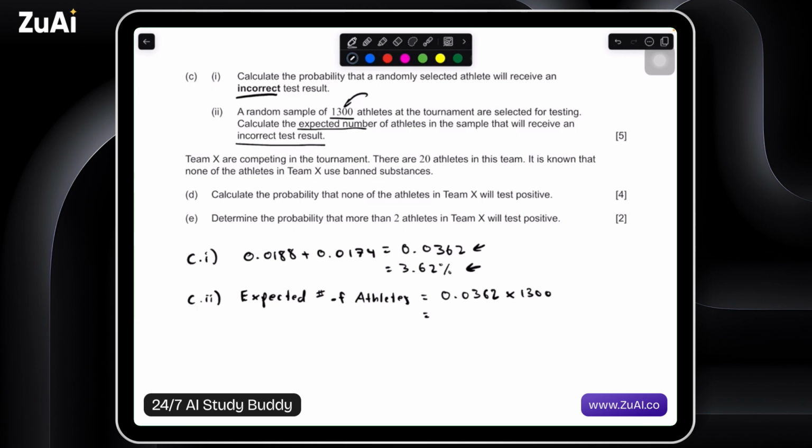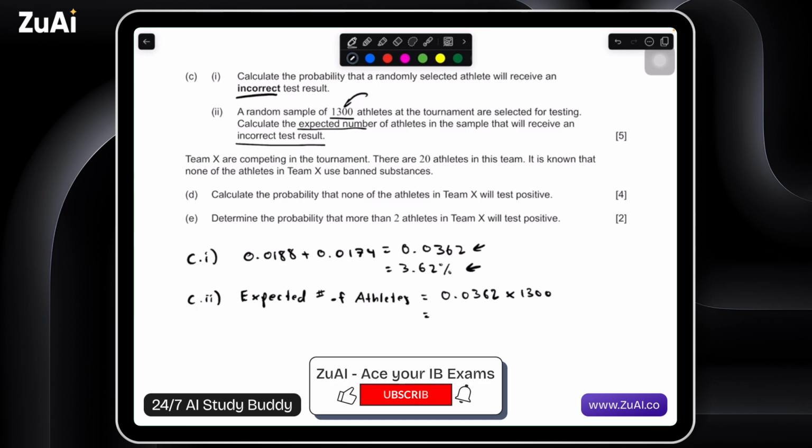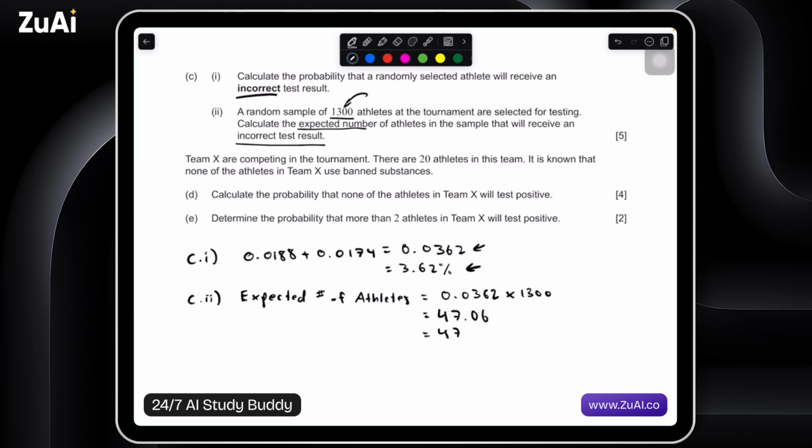And let's work that out. I'm going to work it out on the calculator that I have here. 0.0362 times 1,300, and this would give us 47.06 or 47 athletes. Okay. Expected number of athletes looks good. Okay.